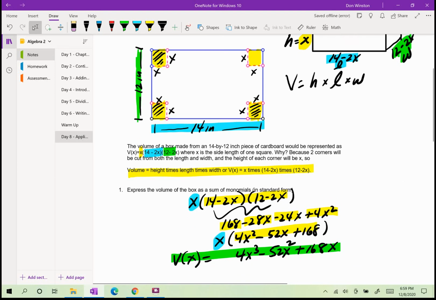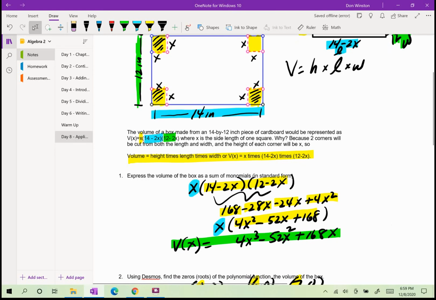So the first thing I'll do is I'll multiply 14 minus 2x times 12 minus 2x, and we'll FOIL. 14 times 12 is 168. 14 times negative 2x is negative 28x. Negative 2x times 12 is negative 24x. And then negative 2x times negative 2x is plus 4x squared.